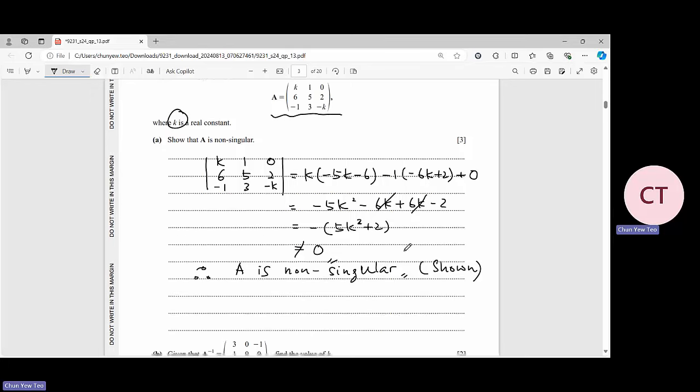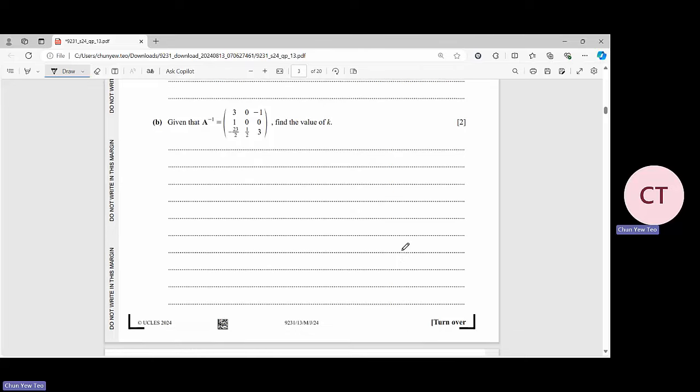Now for part B, they are asking you to find the value of k, given that the inverse of the matrix A looks like this. So what you need to understand is that the relationship of A and A inverse is that when you multiply them together, you will get an identity. Or you can write A inverse multiplied by A, you will also get identity. So you can choose either one. I choose the first one. A multiplied by A inverse will give me the identity. So I just write the matrix like this.